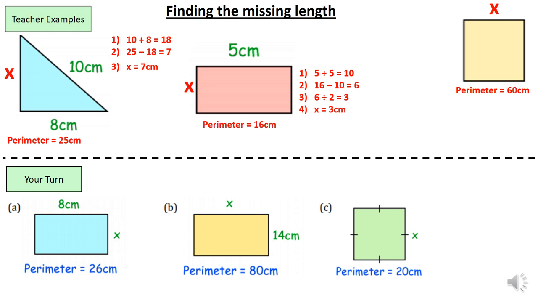So we've done triangle, we've done rectangle. Now finally moving on to square. This one's a bit of a tricky one when you look at it initially. We only have one X and we've been told the perimeter equals 60 centimeters. Now with this, we need to use our knowledge on shapes, namely on a square. So what do we know about squares?